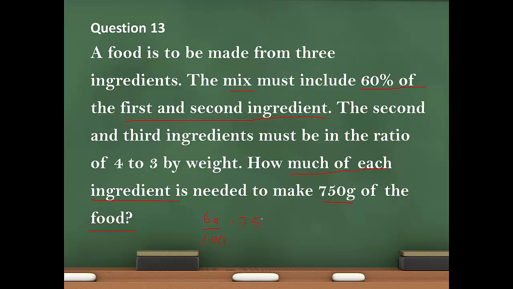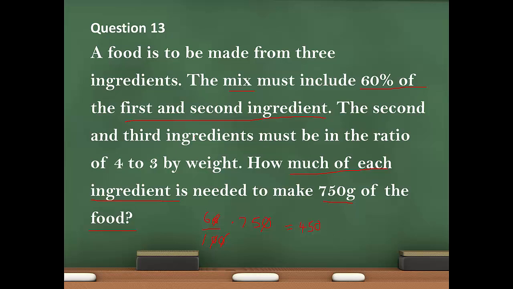750 grams. This 0 will cancel this 0 here. 6 times 5 is 30. 0 carry 3. 6 times 7 is 42. Plus 3, 45. You see that x plus y must be 450 grams. That gives the equation 1.